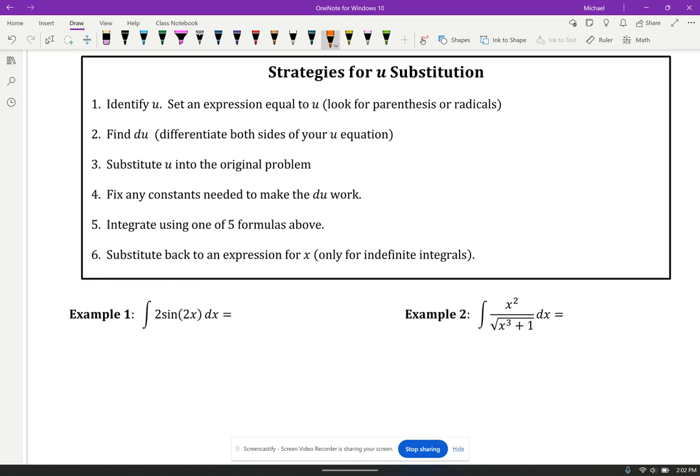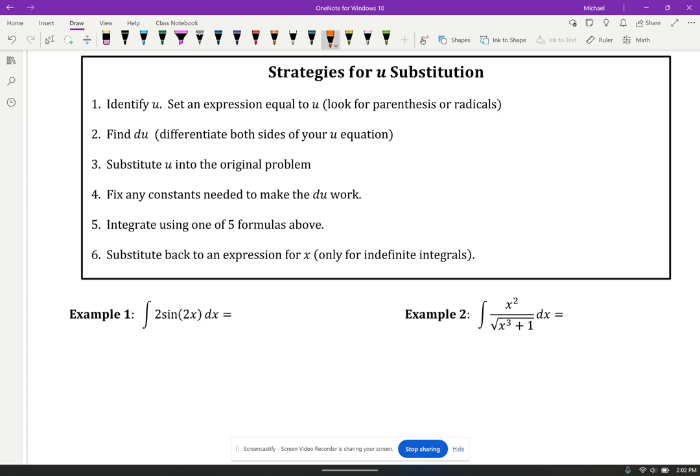We're going to integrate using one of the formulas that we know. He says use one of the 5 formulas, but you can use any formula that you know that can help you take an antiderivative. And then we're going to substitute back to an expression for x if we're talking about indefinite integrals. So if we don't see any limits of integration, if there's no a and b values in my integral, then we need to go back to where we started, which was the world of x's, because we had switched our situation to be a world of u.